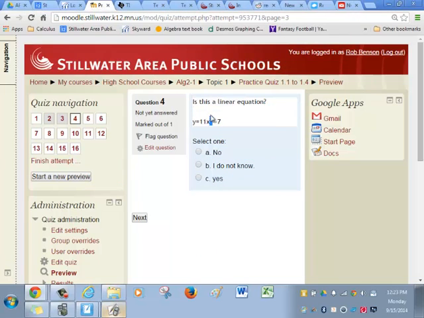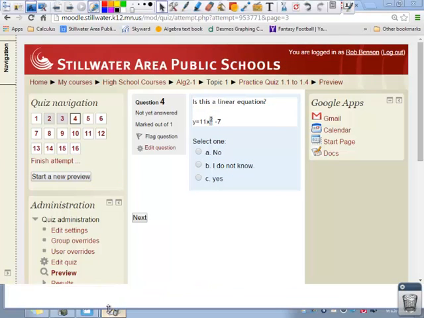Any functions that have a square in it are not linear functions. Let me get this writing tool back up there. So if you see that, it's not linear. Another thing to look for is, let's say you have y equals 3 over x plus 7. Notice this x is in the denominator. That one would also make it not linear.